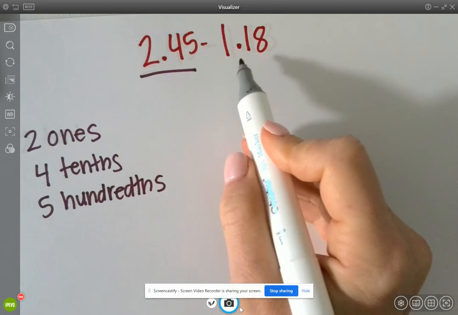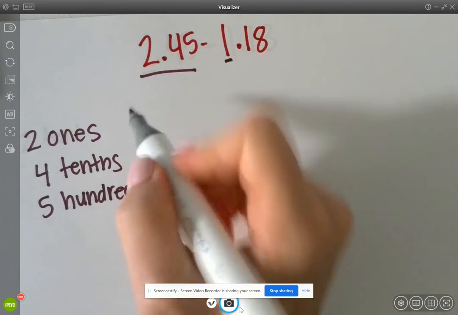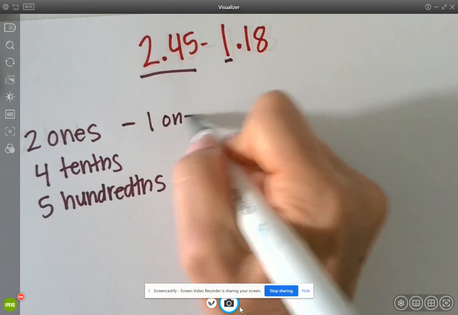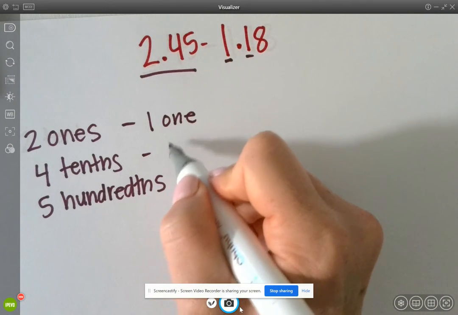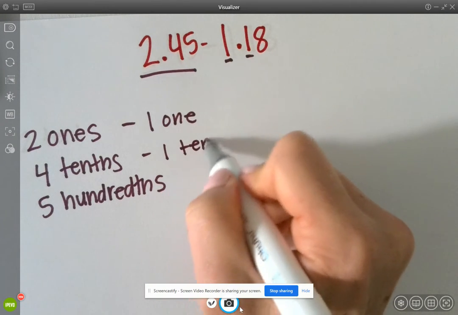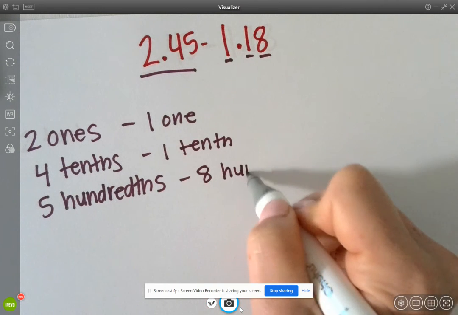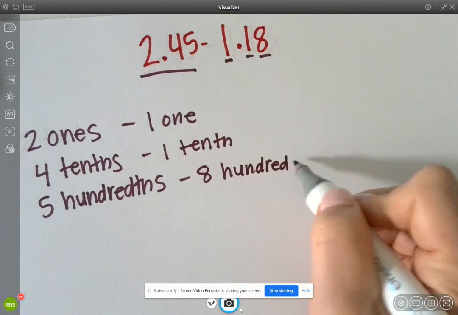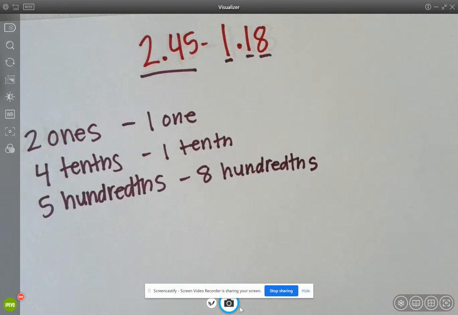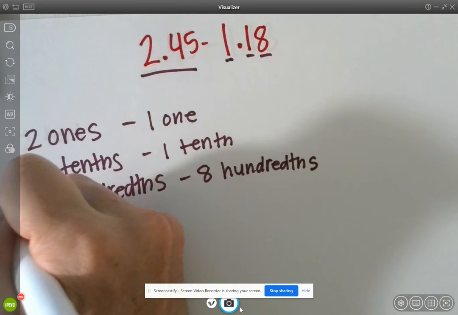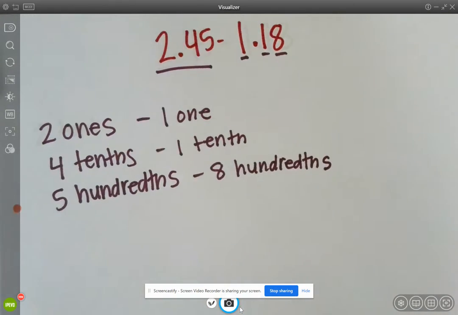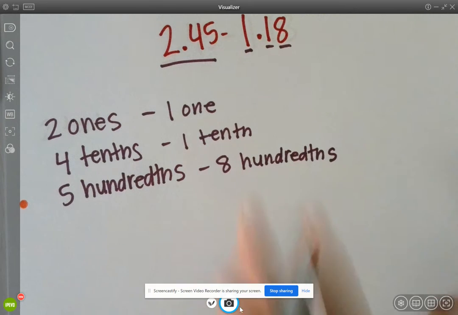Okay, then I'm going to look at this number and I'm going to take it away. This has 1 one, minus 1 tenth, minus 8 hundredths. Okay, so just like before, we're going to start with our lowest place value, and that is the hundredth place right here. So this is my lowest place value.